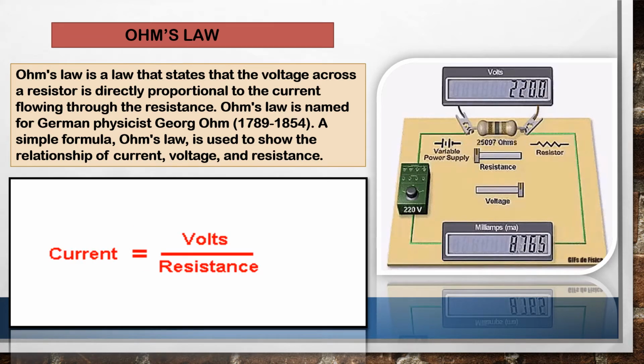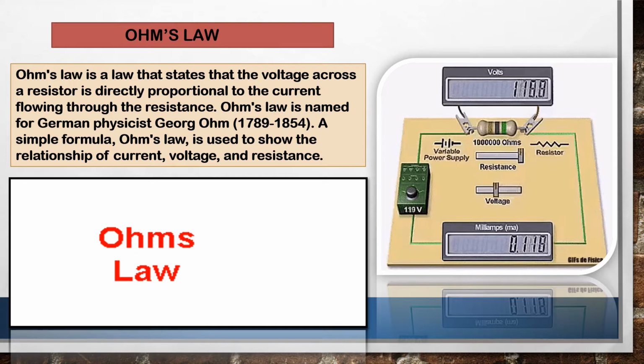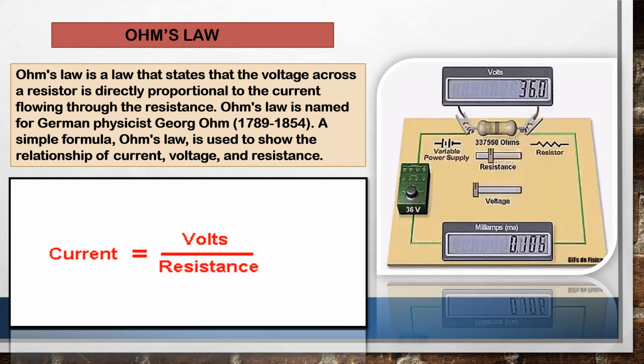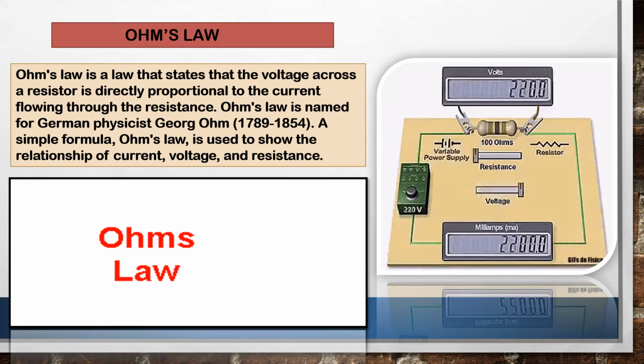Now see this diagram. According to I is equal to V by R, that means here it has been shown R and V. If V increases, R decreases, and when R increases, V decreases. That means they are inversely proportional.